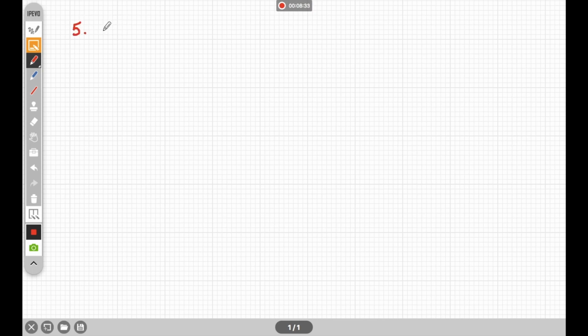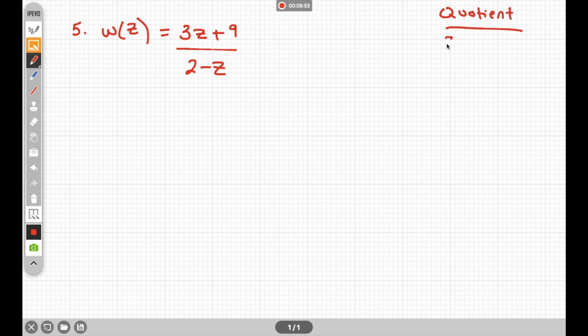The next example, w of z is equal to 3z plus 9 over 2 minus z. And what we're going to talk about in this problem is the quotient rule. When I have the derivative of f over g, which is a function divided by a different function, the rule is going to be down, d up, minus up, d down, all over down squared.